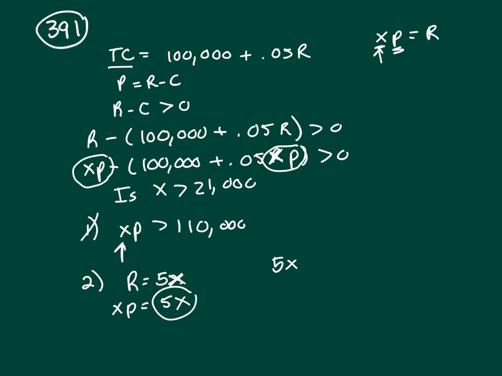So 5X minus 100,000 minus 0.05 times 5X is greater than 0. You can solve this equation for X. So yes, clue 2 works. Don't waste your time solving for X because that's not how data sufficiency problems work. Clue 2 gives you enough information to answer the question. So the answer is going to be B.